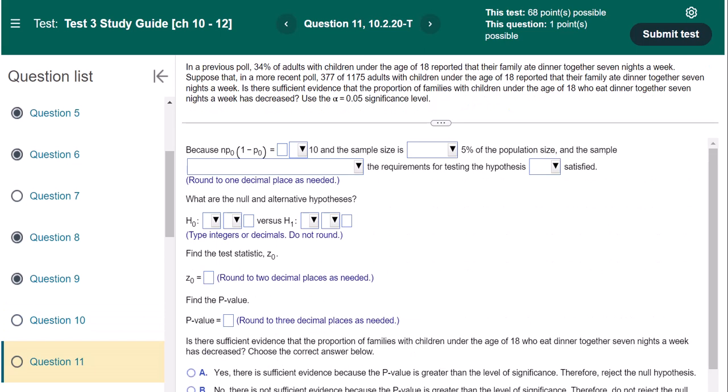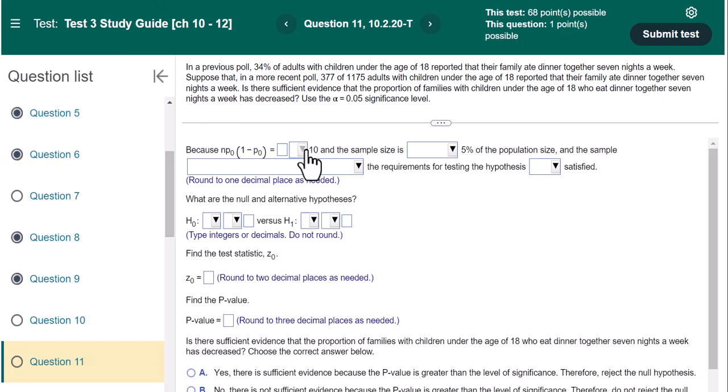Okay, in a previous poll, 34% of adults with children under age 18 reported their family ate dinner together 7 nights a week. Suppose that in a more recent poll, 377 of 1,175 adults with children under age 18 reported their family ate dinner together 7 nights a week. Is there sufficient evidence that the proportion who ate dinner 7 nights a week has decreased? So decrease means less than 34%.